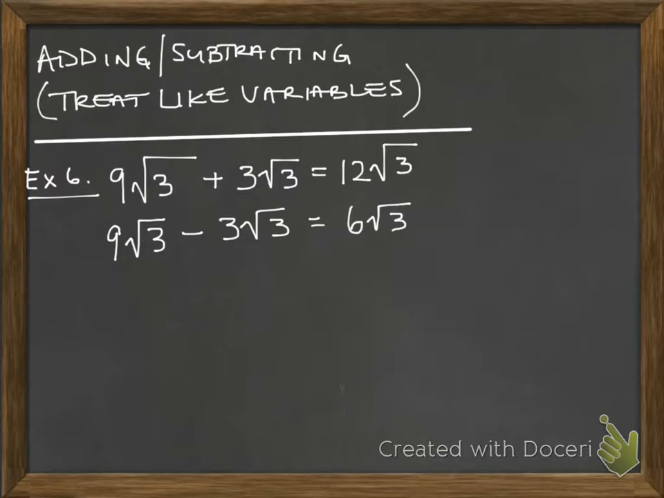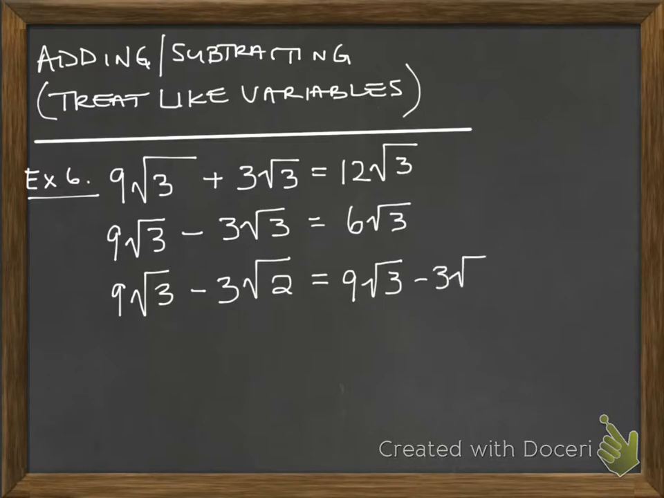What if I have 9 square roots of 3 minus 3 square roots of 2? You cannot do anything for you guys right now. So you just leave it as 9 square roots of 3 minus 3 square roots of 2. You cannot simplify it anymore at this point.